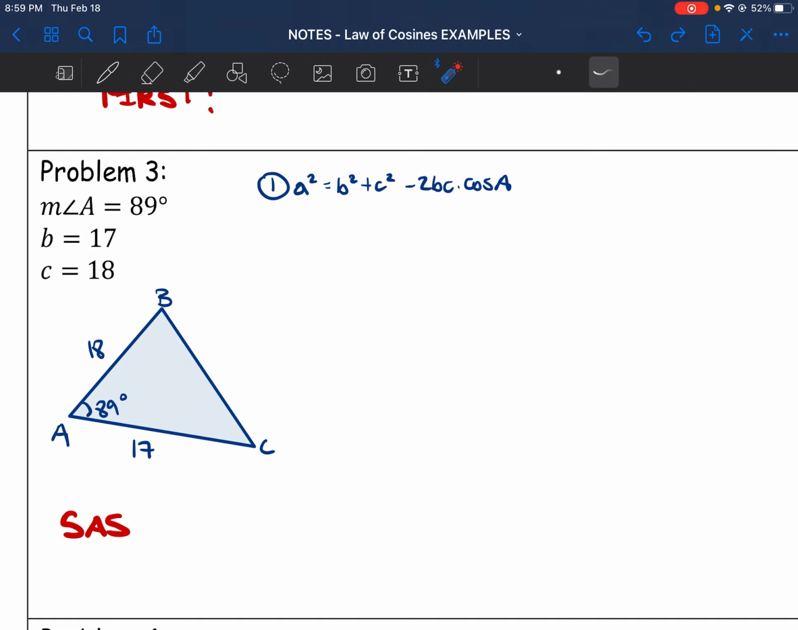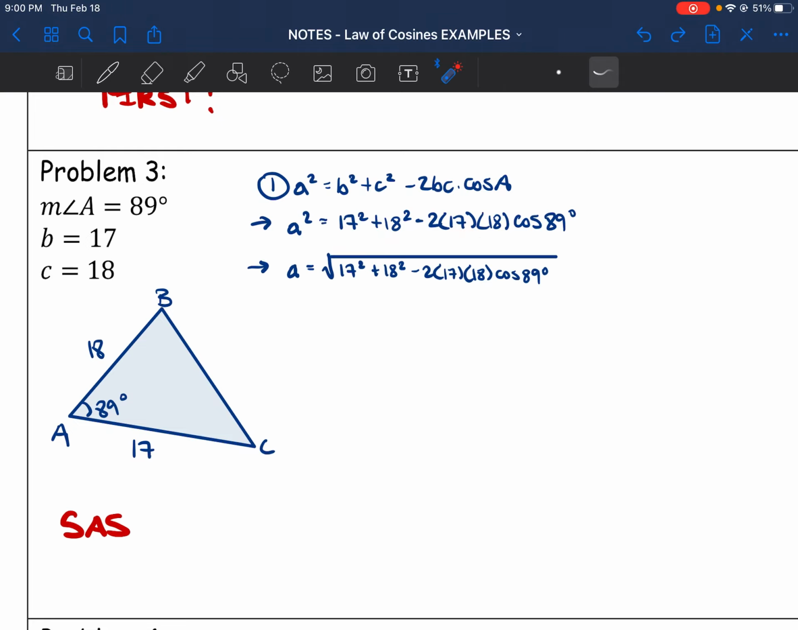So I set up the equation that has angle A in it. Now plugging in, this is what I'm going to get here. A squared equals, 17 is B, 18 is C, angle A is 89 degrees. Now one thing I can do to make the work a little less on myself is, I know I'm going to plug it into a calculator and I want to get rid of this power of 2. So I'm just going to take the square root of both sides. So instead of simplifying and adding and multiplying a lot of these pieces, I'm just going to throw it all under a square root because the calculator is going to take care of that work for me. And this is going to give me A is equal to 24.5.